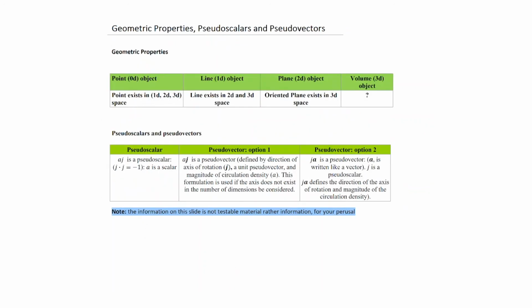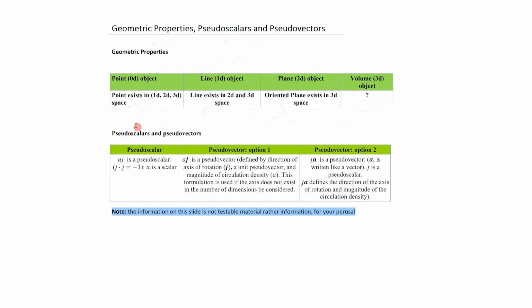Now, the last two slides are not mandatory. This is not to be tested. This is some general information, and I just want to quickly make a point here. We're looking at geometric properties, pseudoscalars and pseudo-vectors. Points exist in 1D, 2D, and 3D space. A line as an object exists in 2D and 3D. A 2D plane is a 2D object, and you have an oriented plane that exists in 3D. And of course, you can keep on going. You can go to volumes in 3D. And of course, there's something beyond that, but we couldn't visualize it.